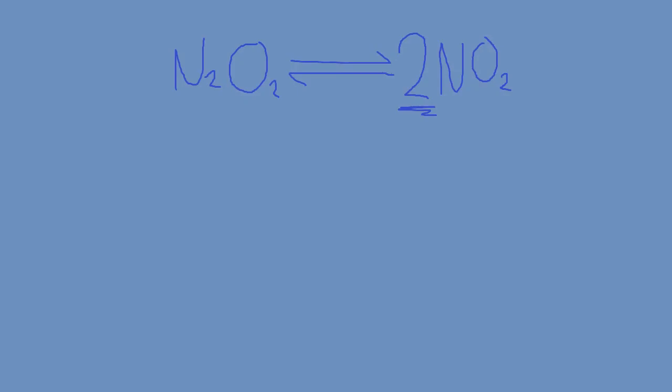As an example, this is the formation of 2 NO2 molecules from nitrous oxide. The equilibrium law is Kc equals the concentration of NO2 to the power of 2, because that's what the stoichiometric number says, right here, over the concentration of nitrous oxide.